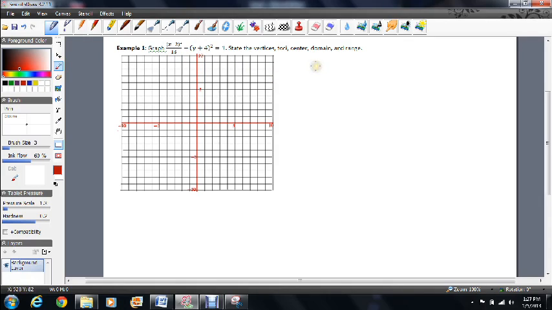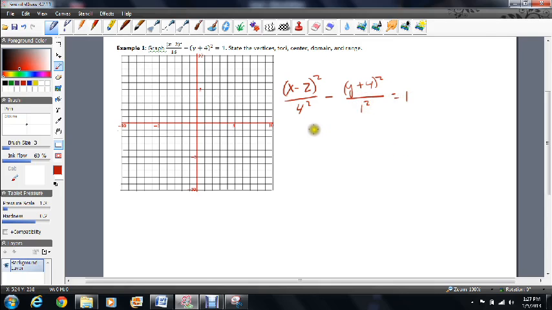So what I want to do first is come over here and write the formula down in standard form. So what I mean by that is I'm going to write x minus 2 squared over 4 squared minus y plus 4 squared over 1 squared equals 1.